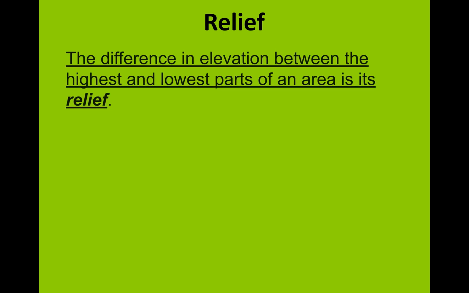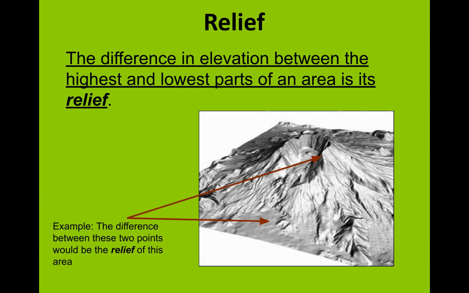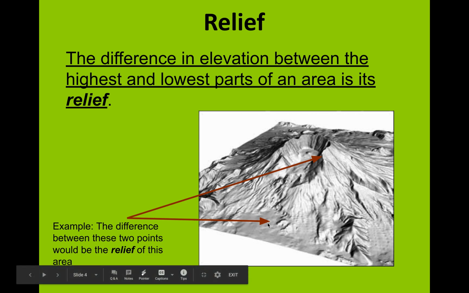Relief. The distance in elevation between the highest and lowest parts of an area is its relief. So you can see here some mountains. So the difference between these 2 points would be the relief of this area. So this being the highest and here being the lowest.